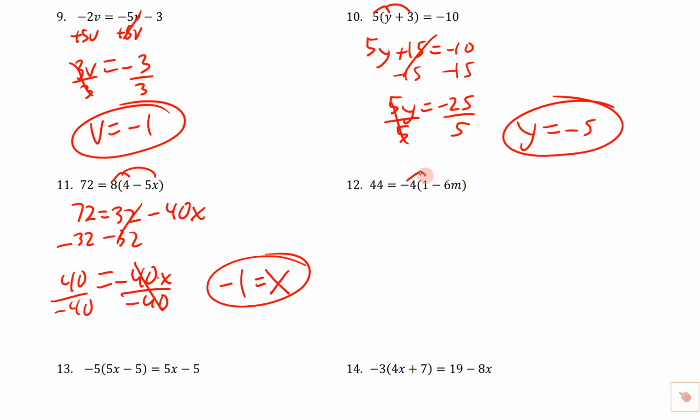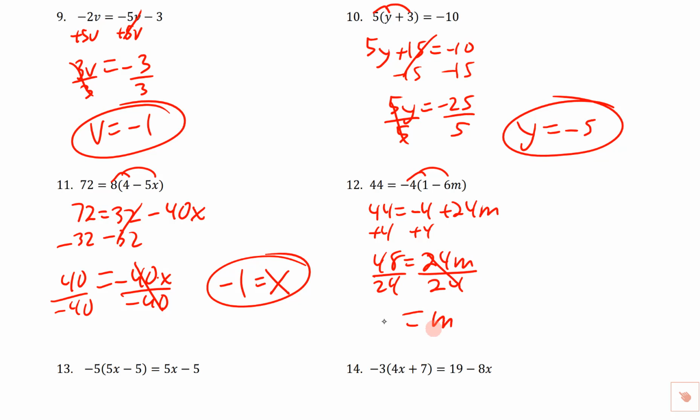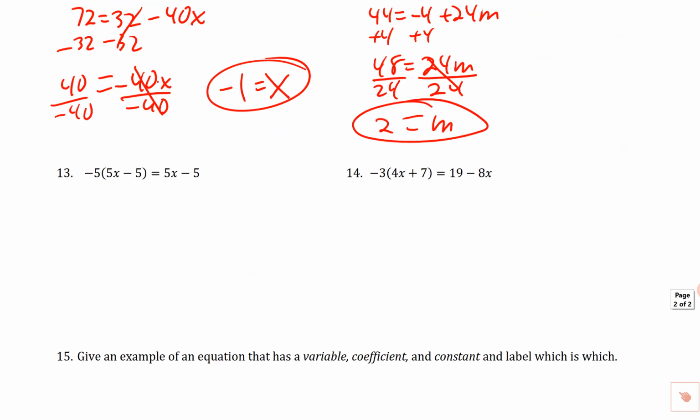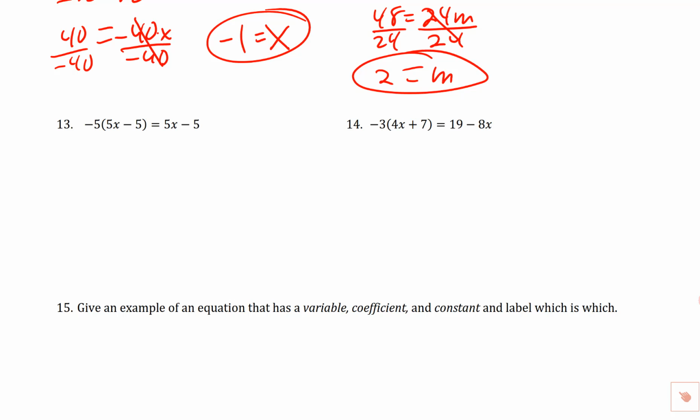Again, a little more distributing here. So 44, -4, plus 24m. We're going to move the -4 by adding 4. So this is 48, 24m. We're going to get rid of the 24 by dividing by 24 because that's multiplication we're undoing there. So we get an m equals 2. And let's go on, and we've got these last two and then just a couple more word-based problems.